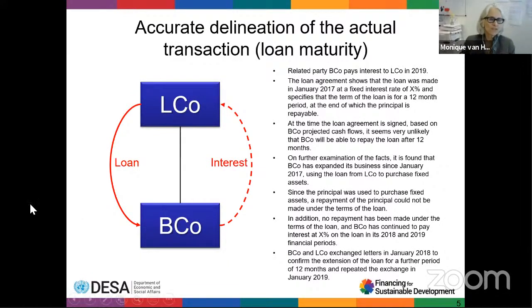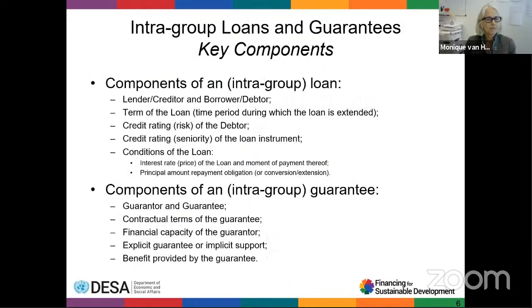So what this example shows, if you go to the next slide, is that in real life, we need to look at the components of these financial instruments, whether they be loans or guarantees or any other financial instrument. There are certain ones that are recurring and you will see again and again. For an intergroup loan, we will, of course, look at a lender and a borrower. The lender is the creditor and the borrower is the debtor. The term of the loan is important, as we just heard. For what time period is that loan extended on paper and in behavior between the respective entities?